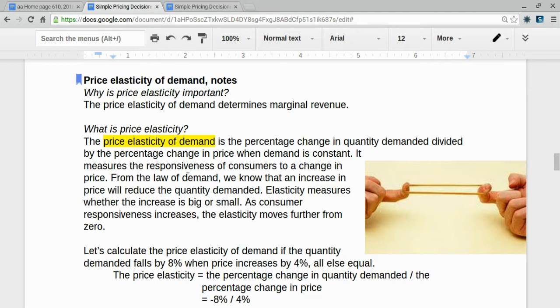From the law of demand, we know that an increase in price will reduce the quantity demanded. Elasticity measures whether the increase is big or small. As consumer responsiveness increases, the elasticity moves further from zero.